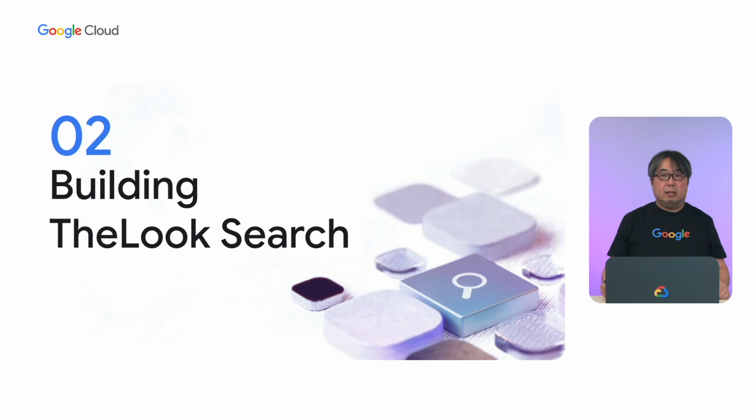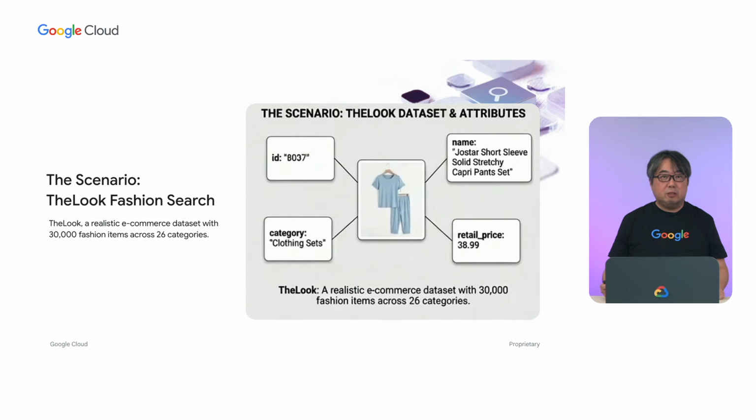So let's take a look at the actual demo that shows the power of VS2 with the Look dataset. The Look dataset is an e-commerce dataset which has 30,000 fashion items like this one, which has product ID, product name like a shirt or pants, category, and retail price. It's a very simple dataset. And we'll be building a product search system by using VS2.